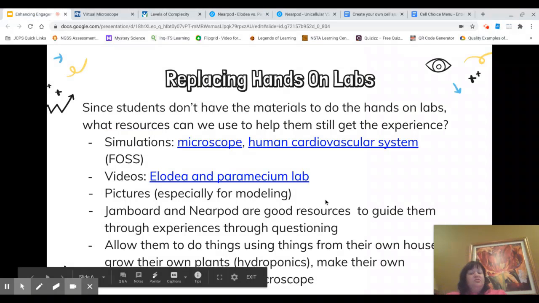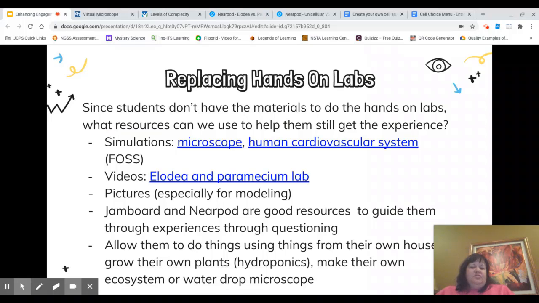You could also use pictures, especially if you're getting into modeling. I think pictures can help a lot, having kids draw on them. I'm going to talk about Jamboard. You can do drawing on pictures in Jamboard, or you can use Nearpod and draw on these pictures, and kids can manipulate those models. So Jamboard and Nearpod are good resources to guide them through experiences and help you with questioning, to see what kids are understanding.